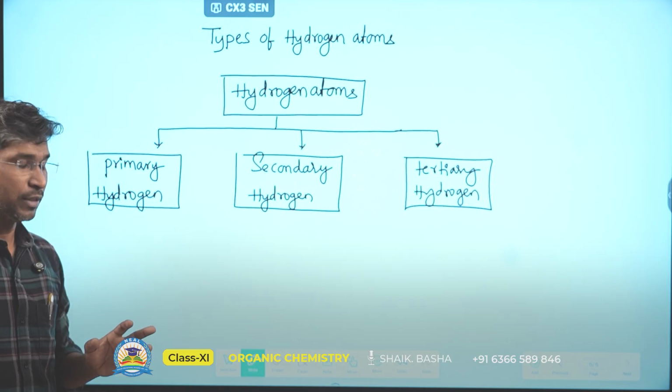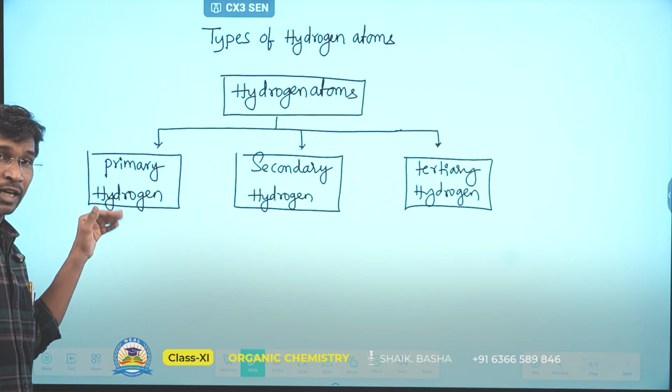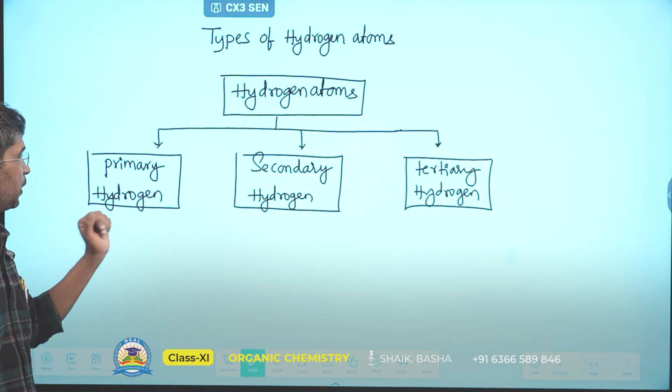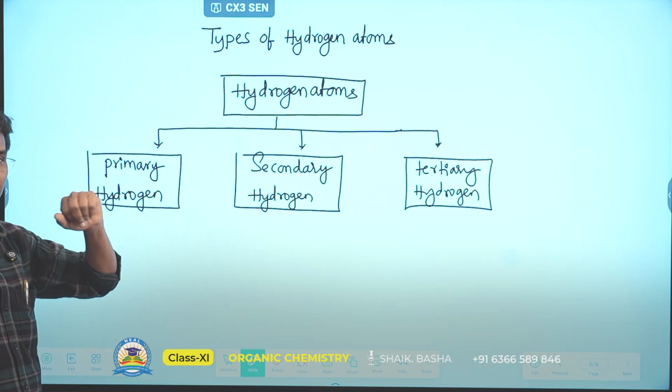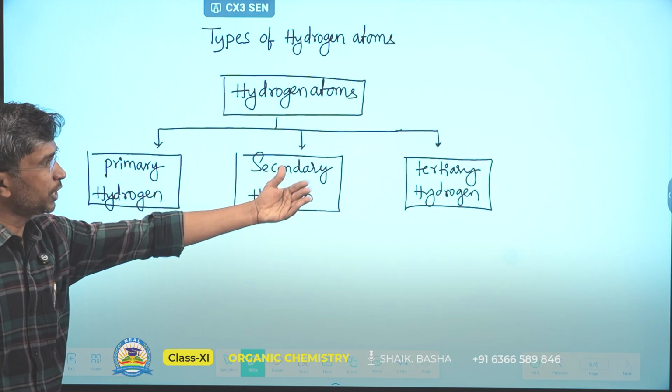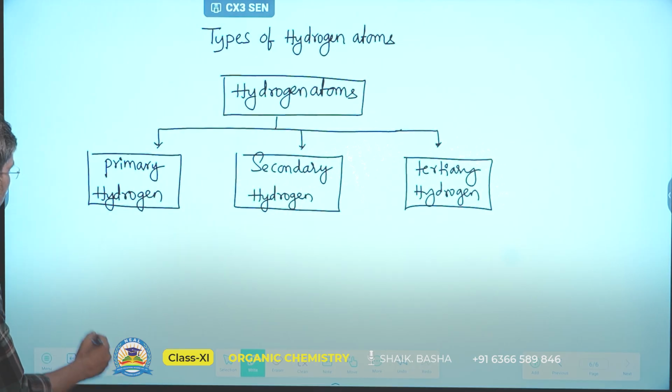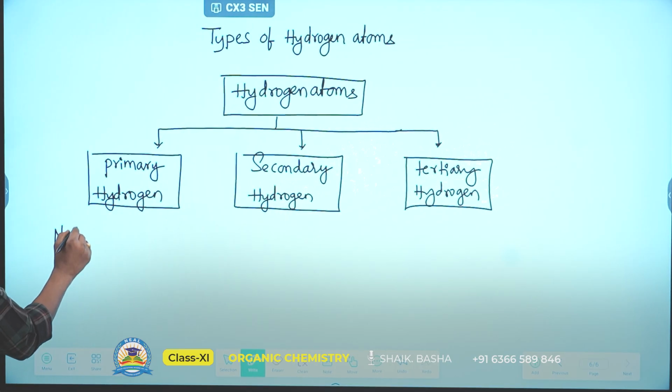What is primary hydrogen? The hydrogen which is attached to primary carbon is called primary hydrogen. The hydrogen which is attached to secondary carbon is called secondary hydrogen. The one attached to tertiary carbon is called tertiary hydrogen. Then I will give you the definitions.